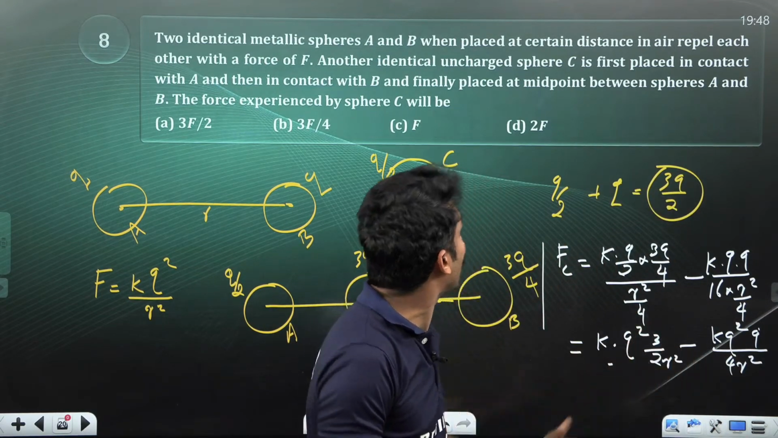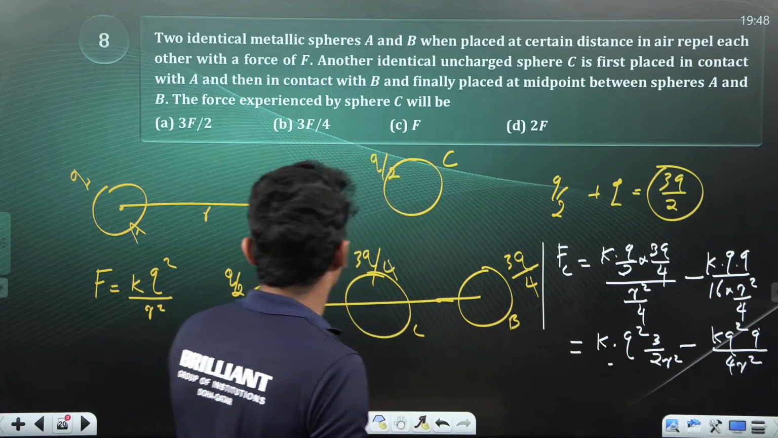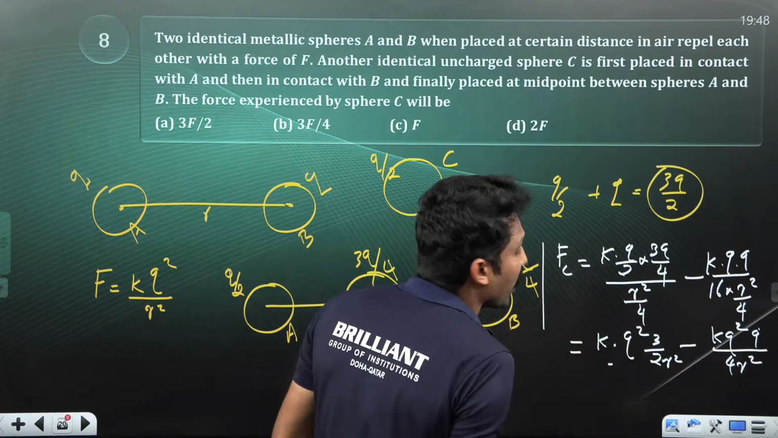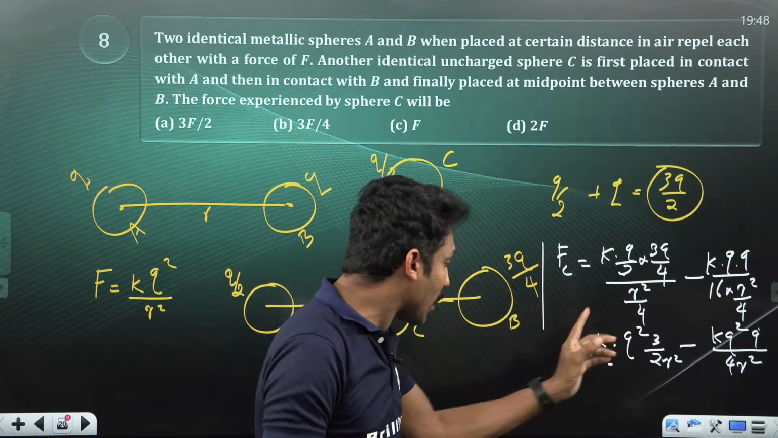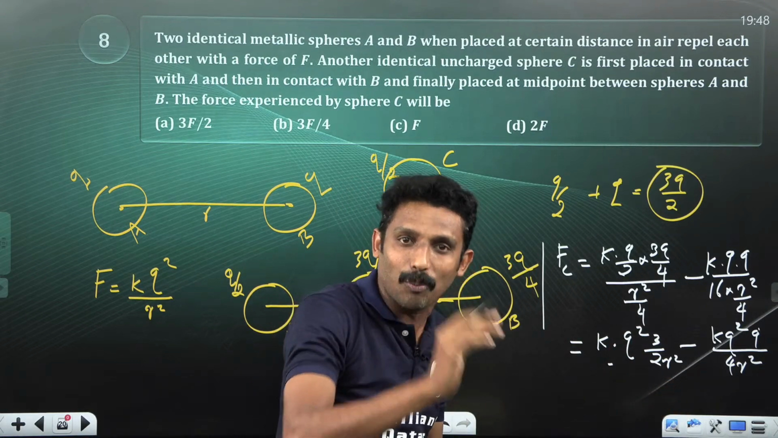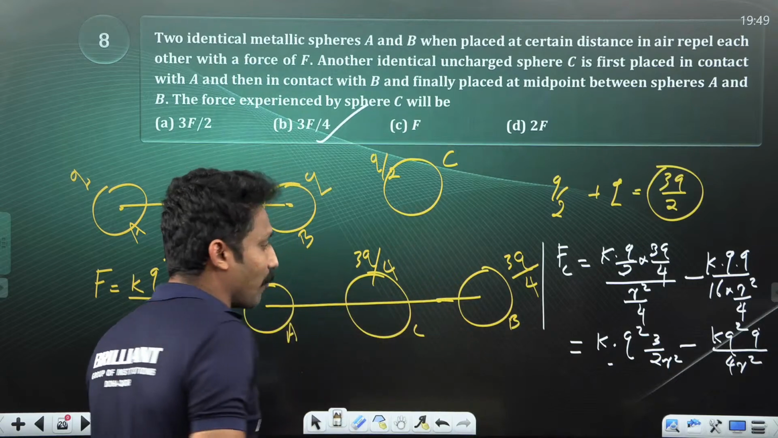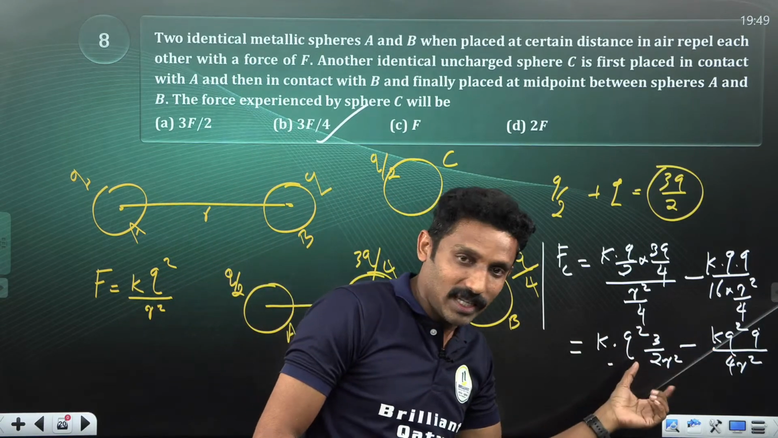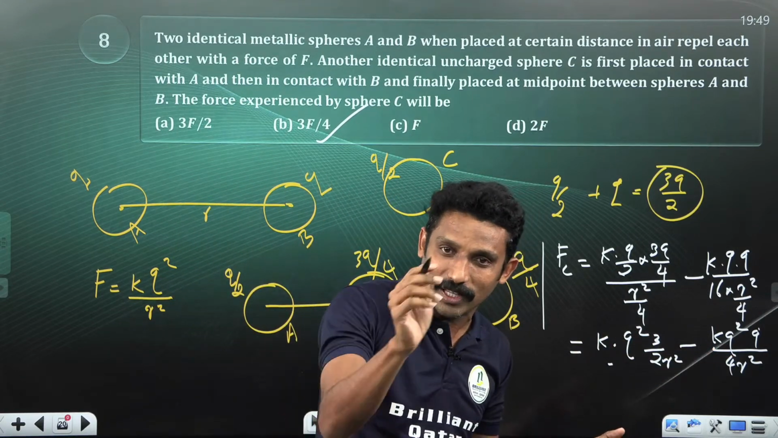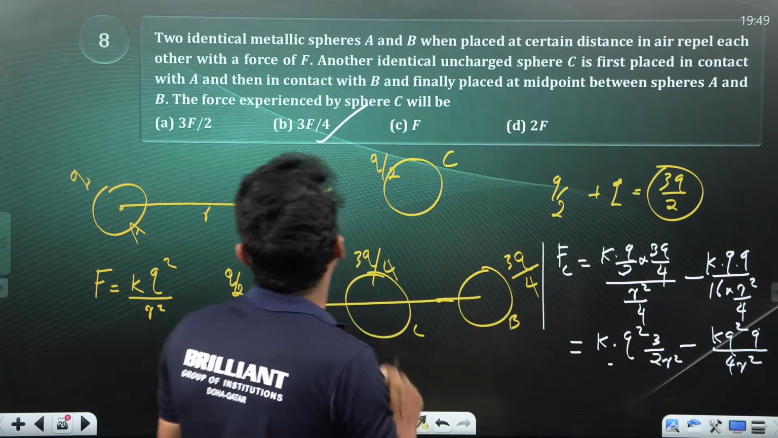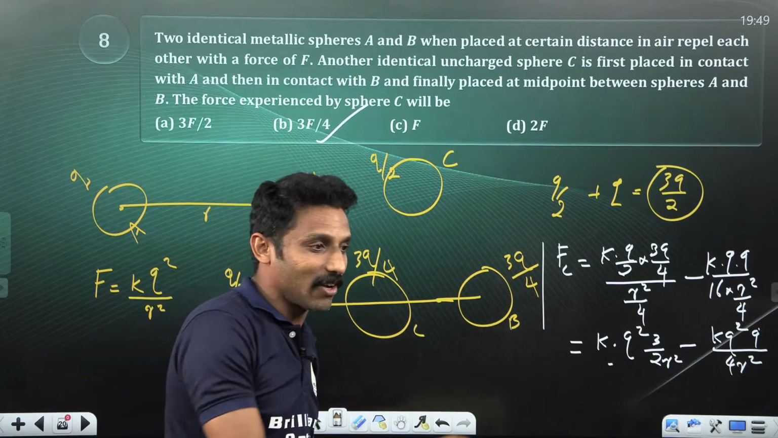Some common terms are there, and for this KQ square by R square you place F. Then you will get 3F by 4. You will calculate this one, there will be KQ square by R square, for that you place F. Then the answer is option B, 3F by 4.